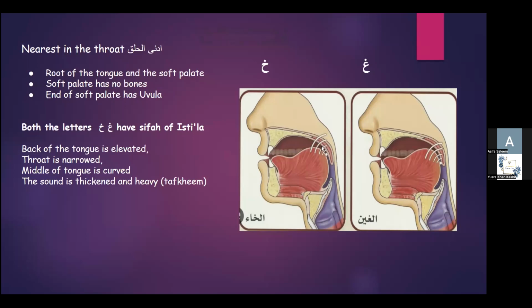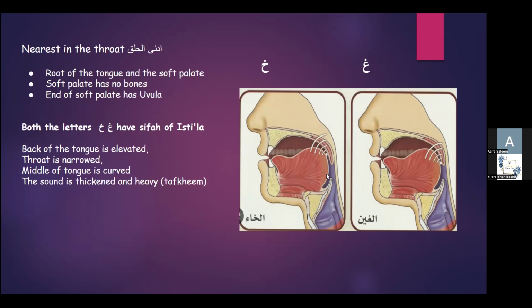This organ, again try and search, is called the soft palate. That's the end of the soft palate, which is called the uvula. You can see this hanging when kids cry with the mouth open. You will see something hanging at the back of the mouth. This is called the uvula. So the two letters ghain and kha come from this region.